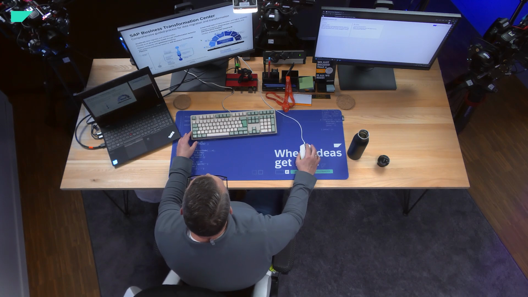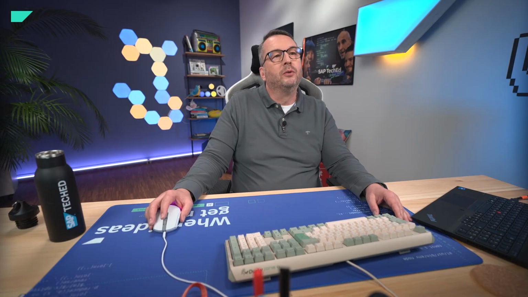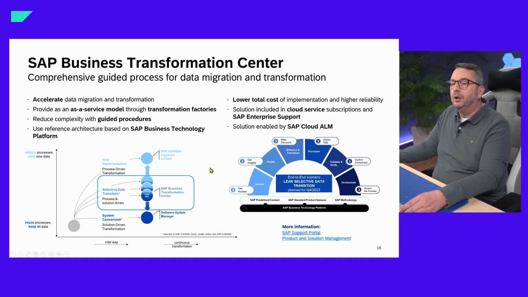Another tool which we just recently launched at SAP Sapphire this spring is the SAP Business Transformation Center. It's a comprehensive guided process for data migration and transformation that helps you to accelerate your data migration. It lowers the total cost of this project. It's a solution which is enabled by SAP Cloud ALM, embedded in SAP Cloud ALM. If you want to know more about this, you see here more information on the SAP support portal, or you can also put a request to our product and solution management. We will do a more massive rollout of this tool, which is planned within these days and during TechEd. So watch out for more information on the Business Transformation Center.